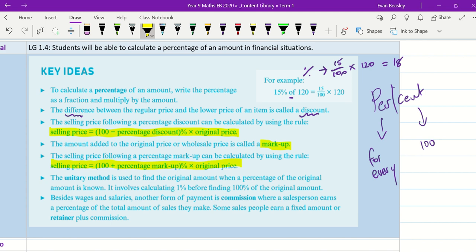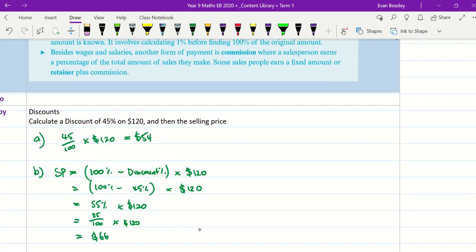Now besides wages and salaries, another form of payment is commission, and that's where a salesperson earns a percentage of the total amount of the sales they make. Now some salespeople earn a fixed amount called a retainer, and then they have a commission as well. So that just provides incentive for salespeople, because the more sales they make, the more money they get for a wage.